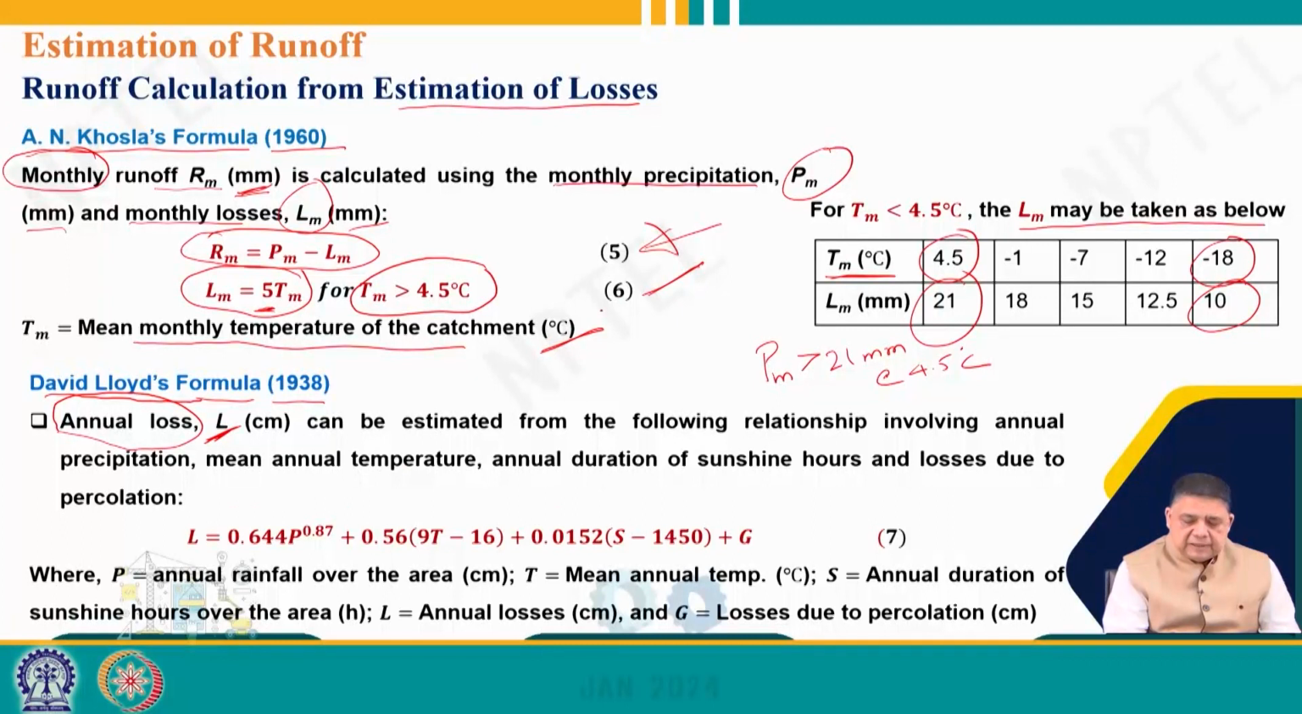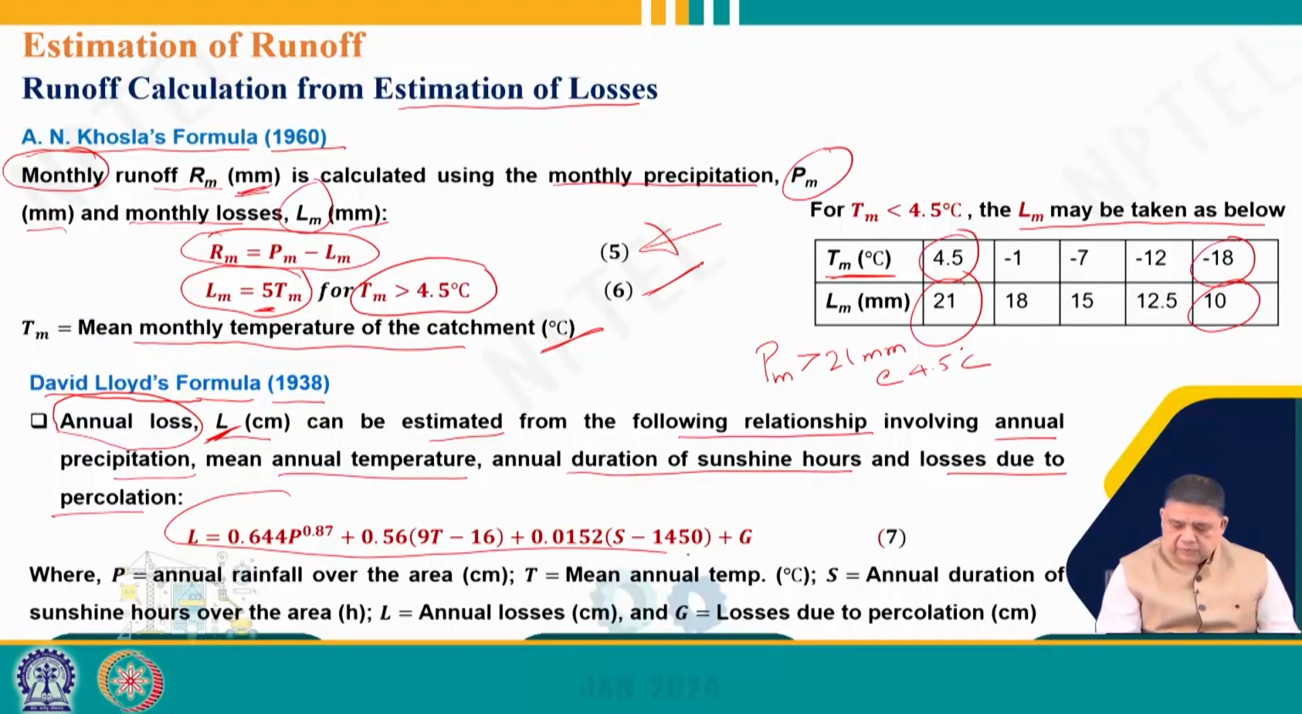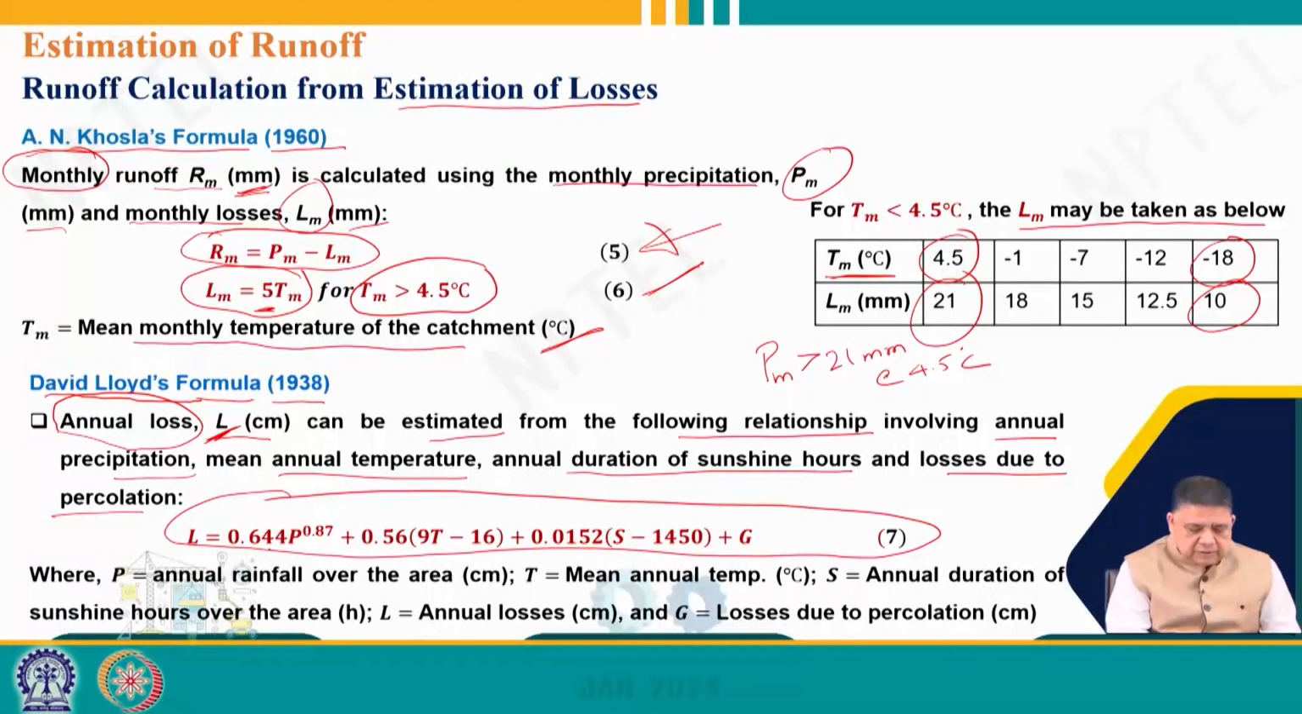The only thing is that instead of equation number 6, which was for the Khosla method, we will be using equation number 7. The annual loss L in centimeters can be estimated from the following relationship, which involves annual precipitation, annual temperature, annual duration of sunshine hours and losses due to percolation. Equation number 7 is L equals 0.644 P to the power 0.87 plus 0.569 (T minus 16) plus 0.0152 (S minus 1450) plus G.